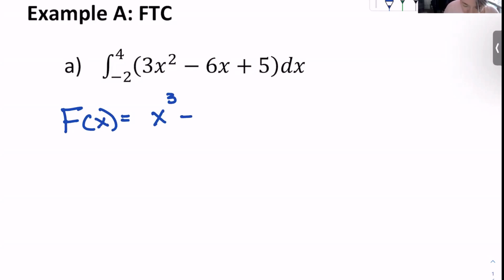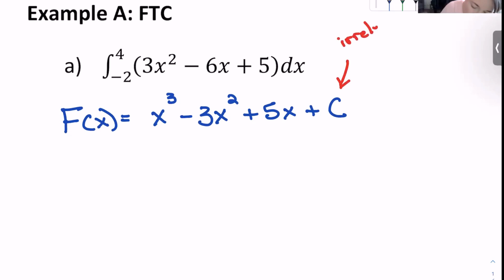With a negative 6x, we're going to add 1 to the exponent and then divide by that exponent. It gives us a 3. And just the 5 is going to give us 5x. Now, just for argument's sake, I'm going to add that plus c here that we were used to. And I'm going to write a little note. This guy here is irrelevant. Not sure I even spelled that right. Irrelevant, maybe with an A? I don't know. Anyway, I'll show you why in a minute. Basically, when we subtract the two, they're both going to add to 0 anyway. But we'll put it on this first one just to show.